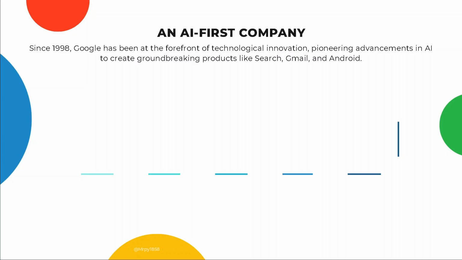Now, Google is an AI-first company. Since 1998, Google has been at the forefront of technological innovation, pioneering advancements in AI to create groundbreaking products like Search, Gmail, and Android. Well done, Google. Let's have a quick look at how far we have come.